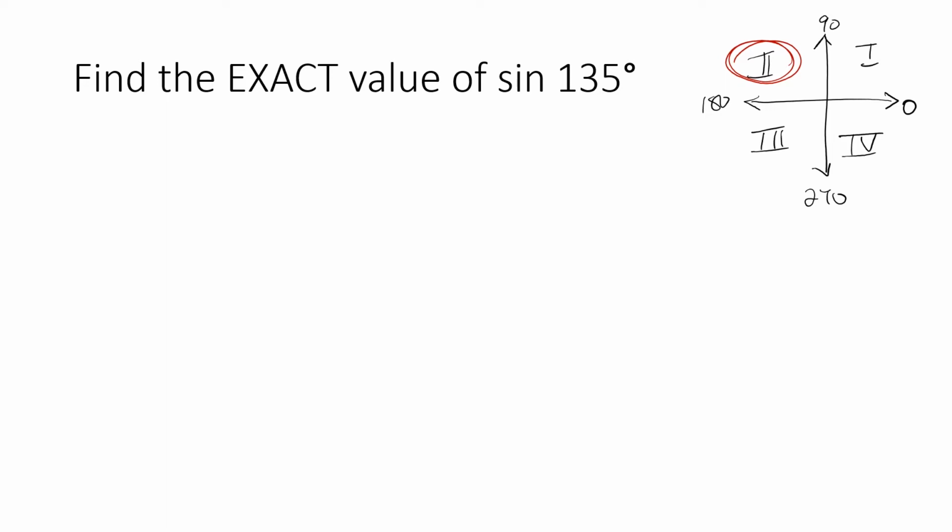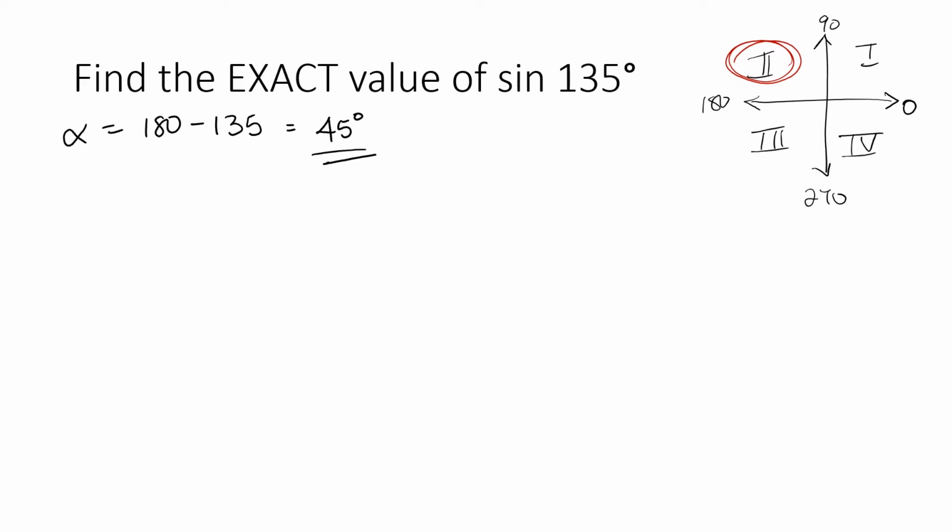Now in the second quadrant, our reference angle is 180 minus 135. So let's do that. Alpha will be equal to 180 minus 135, which is 45 degrees.